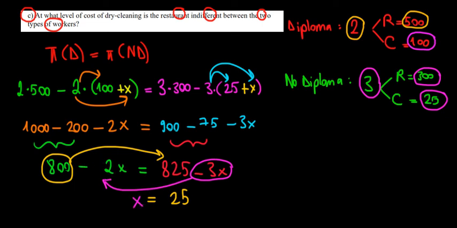So what we just found is the answer. That would be the cost of the uniform to make the restaurant indifferent between hiring either 2 waiters with diploma or 3 waiters without the diploma. Hope this makes sense, and we are done.